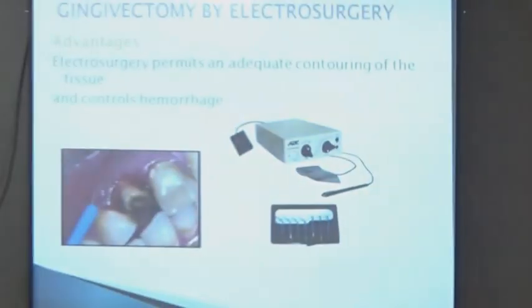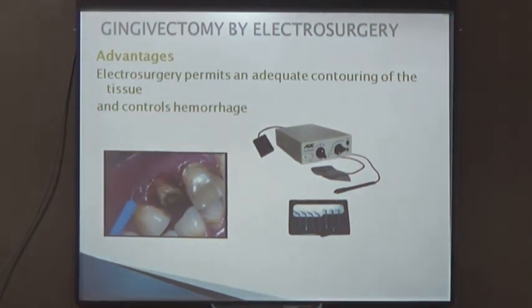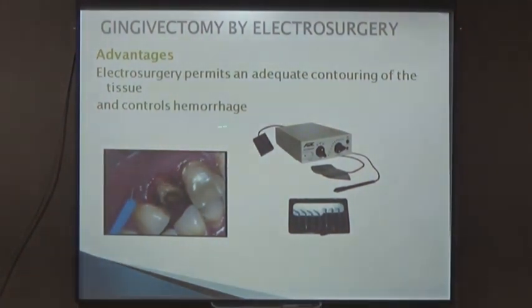Okay, this is electrosurgery. Advantage: electrosurgery permits an adequate contouring of the tissue and it controls hemorrhage. This point is very important here. When we are doing it with a BP blade, definitely there will be bleeding. Whereas when you are doing it with electrosurgery, electrocautery, the instrument used is this. It permits an adequate contouring of the tissue and it controls hemorrhage. So the only advantage here is it controls the hemorrhage.